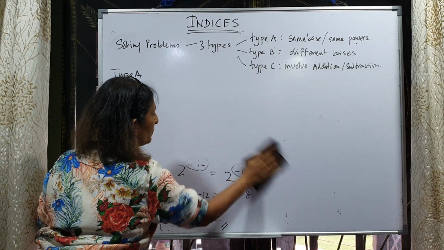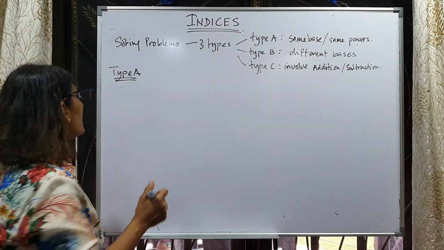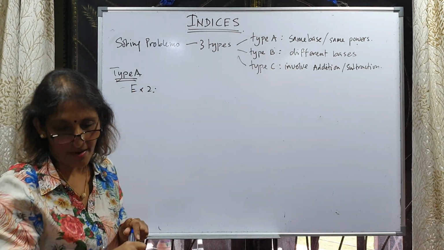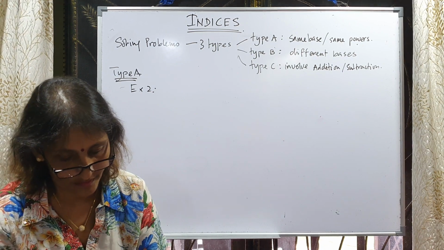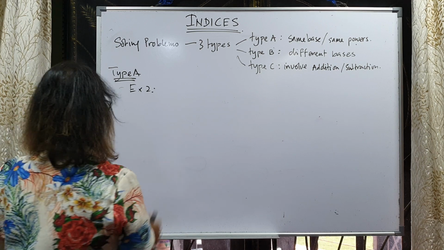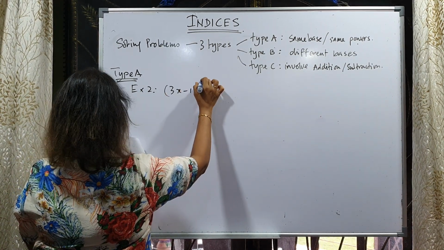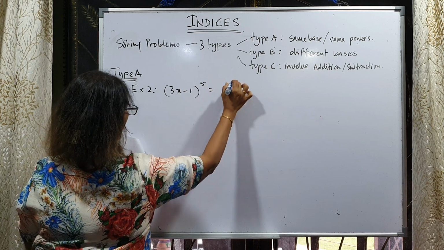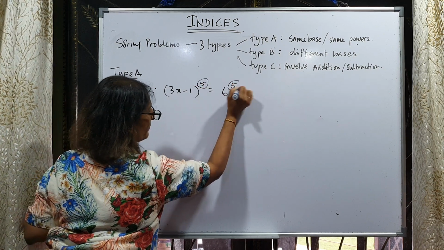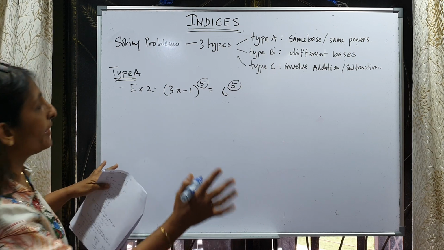Example 2. Let's say you have 3x minus 1 power 5 equals to 6 power 5, right? So you notice here the powers are the same. Both have the same power 5, one on the left, one on the right.